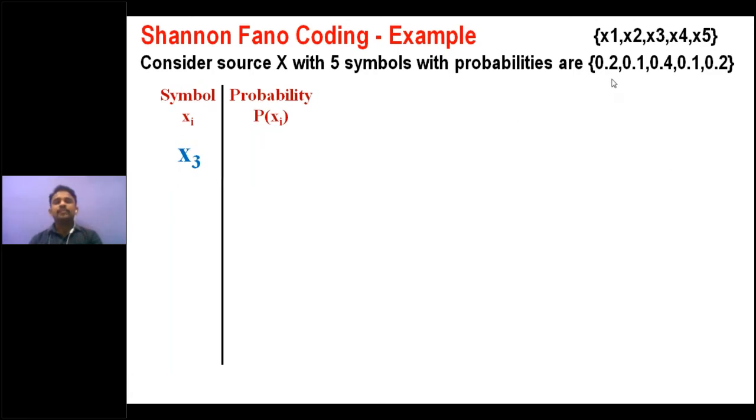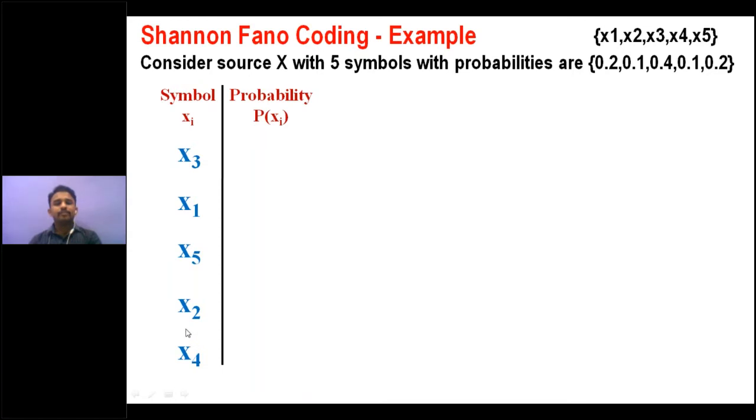Then the second level of probability is 0.2, but we have 2 symbols with the same probability. Any one of them we can take first. It does not matter whether you write this 0.2 symbol or that 0.2 symbol. Let me go with x1. Then the other symbol with the same probability of 0.2, x5, I consider in the third position. Then x2, with 0.1 probability, and the last symbol x4, with the same 0.1 probability.